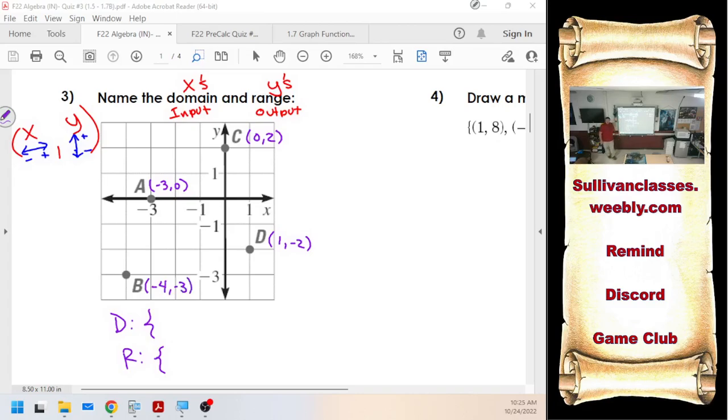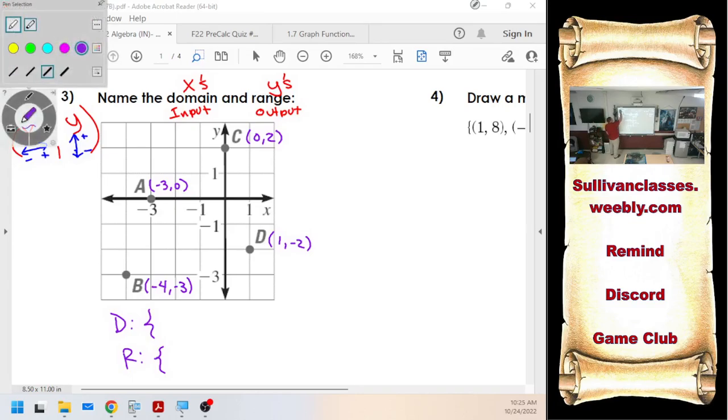Like that. Okay? Keeping this stuff in mind. Coordinate B goes left 4, down 3. Use these to guide you. Left 4, minus 4 in the x spot. Down 3, negative 3 in the y spot. Okay? Let that thing guide you.